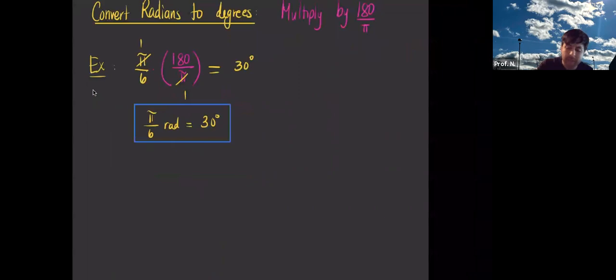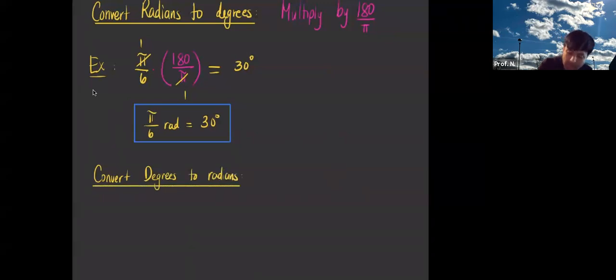And if I want to go in the opposite direction, if I want to convert degrees to radians, then I have to multiply by the reciprocal. So multiply by pi over 180.